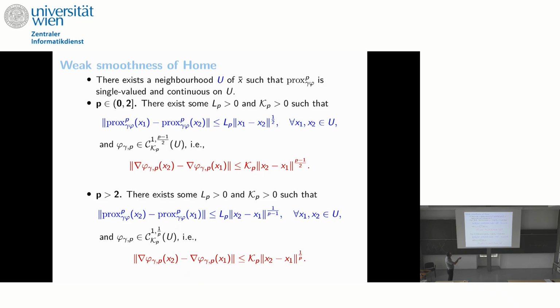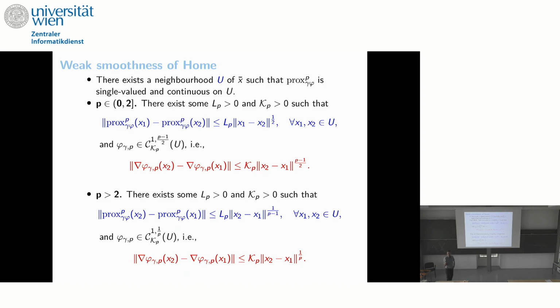What do I get? In both cases, when we studied this, first, P belongs to (0, 2). In this case, I can show the prox is Hölder with power 1/2, and the gradient is Hölder with the power P minus 1/2. And in the case that P is bigger than 2, there are parameters L_P and kappa_P such that the prox has a Hölderian exponent 1/(P minus 1), and the gradient has 1/P. This is important because you see the difference from here to there.